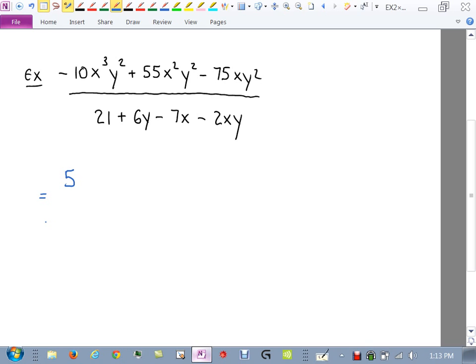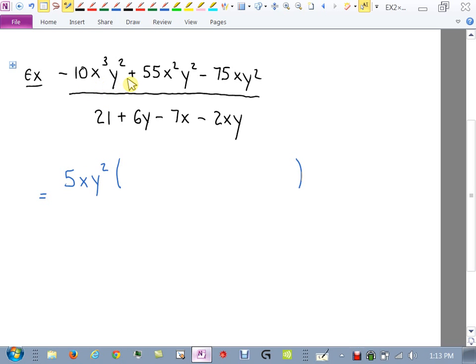You have at least one x in each one, and then y squared. Okay, when we do that, we need to have parentheses and enough space for how many terms? 3, right? Because there were 3 terms in the top. 1, 2, 3. So I need enough space for 3. Let's try and figure out what we multiply 5xy squared by to get negative 10x cubed y squared.